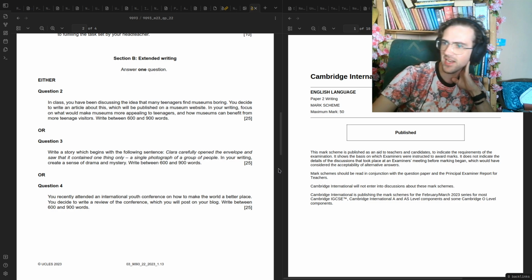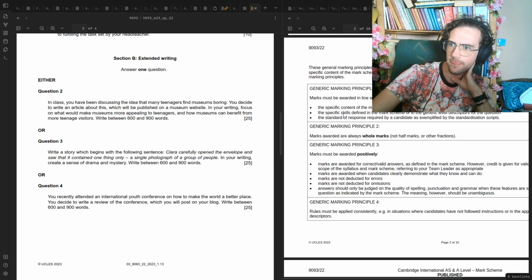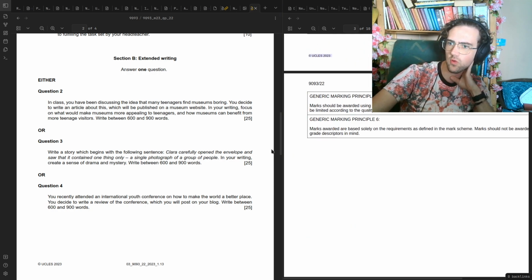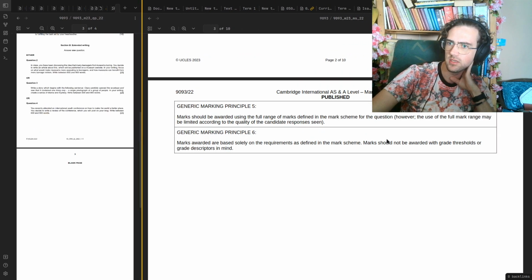Okay. Now let's quickly look at our mark scheme. You'll notice that the mark scheme is quite similar.